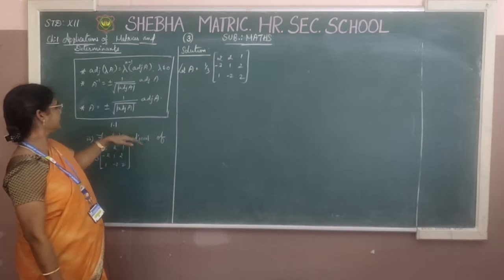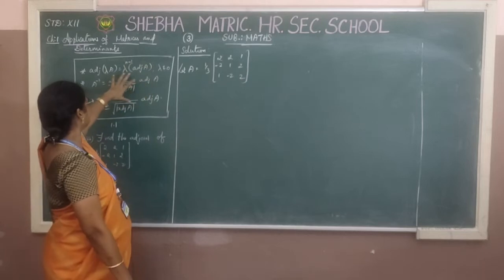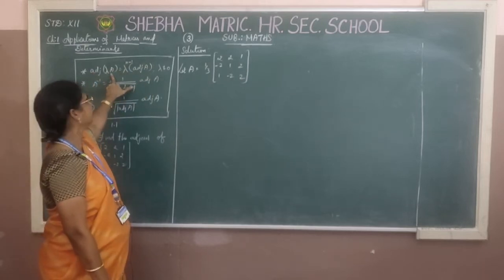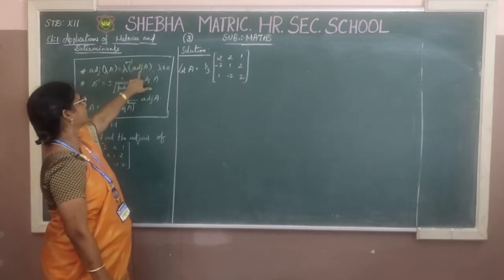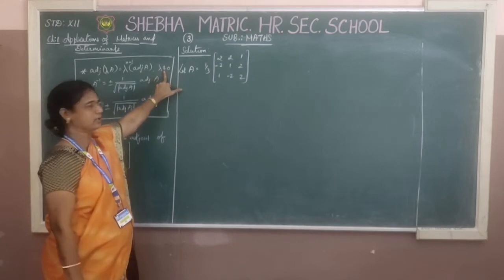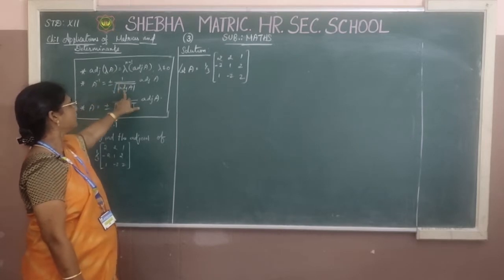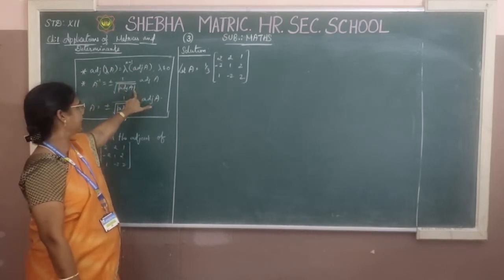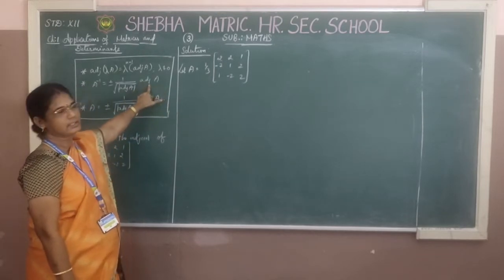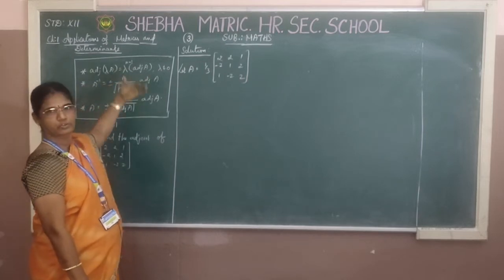Before entering this we require some formulas. Adjoint of lambda A equals lambda power n minus 1 into adjoint of A, where lambda is a non-zero scalar. Next one, A inverse equals plus or minus 1 by root of determinant of adjoint A into adjoint of A. That means if you are given adjoint of A, then to find A inverse we have to use the formula.